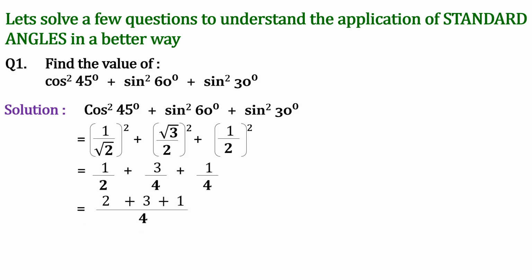LCM is 4. So the first numerator changes: it will be 1 into 2, so it is 2. The rest will remain the same because they already have the denominator as 4. So it is 2 plus 3 plus 1, and on adding we get 6 by 4. 6 by 4 has to be reduced to the lowest possible form. It is 3 by 2, and 3 by 2 is your final answer. You should not leave it at 6 by 4 because it is a ratio, and a ratio has to always be in the lowest possible form.